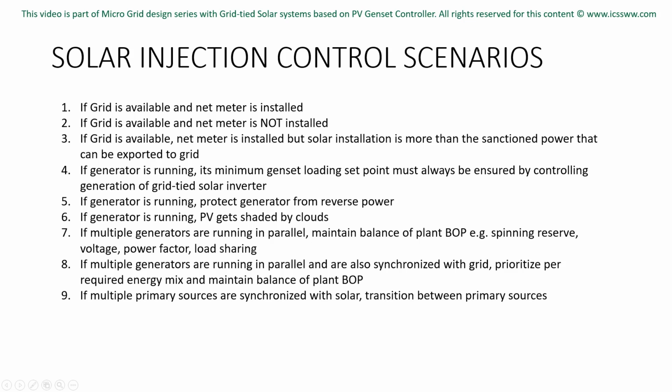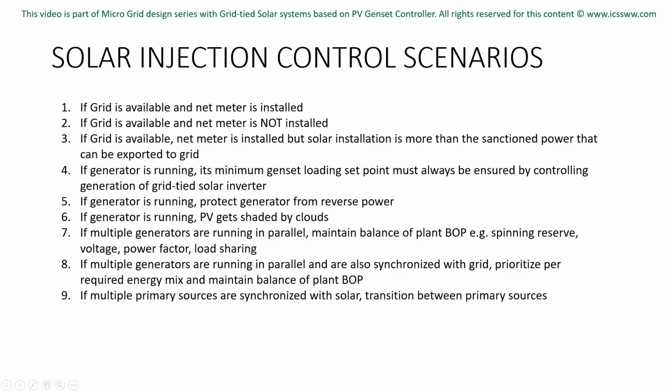Number 5, if a generator is running, the on-grid solar inverter is sharing load with the generator and a big load drops. This can lead to a reverse power to generator scenario, which may damage the generator's alternator or engine. Number 6, in case a generator is running and solar is sharing load with the generator, solar injection must be controlled within a limit so that even if solar panels get shaded by cloud, the primary source, the generator in this case, must be able to take up load without tripping.